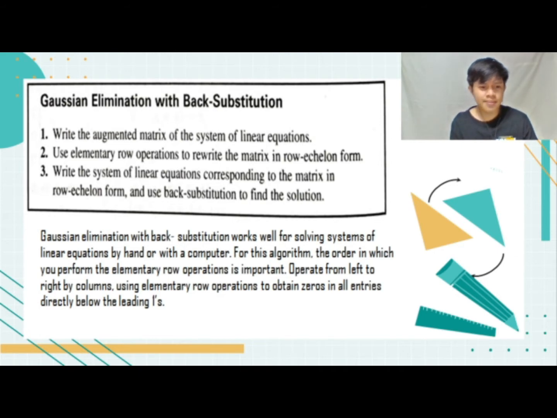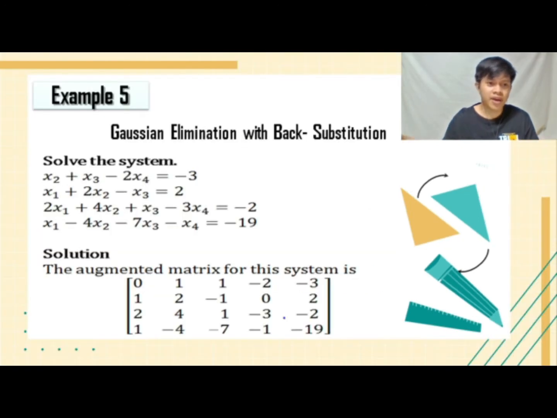Gaussian elimination with back substitution works well for solving systems of linear equations by hand or with a computer. For this algorithm, the order in which you perform the elementary row operations is important. Operate from left to right by columns, using elementary row operations to obtain zeros in all entries directly below the leading 1's. So we are now here in example number 5, which is Gaussian elimination with back substitution.